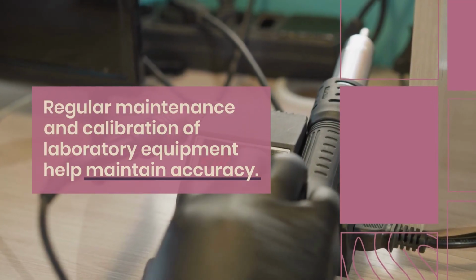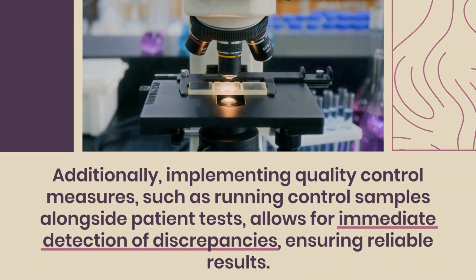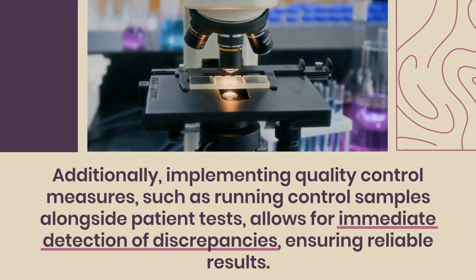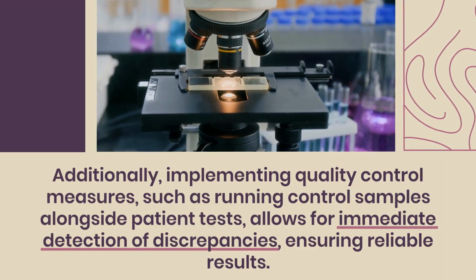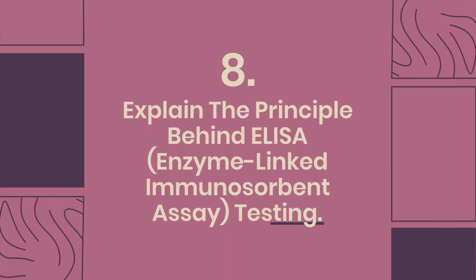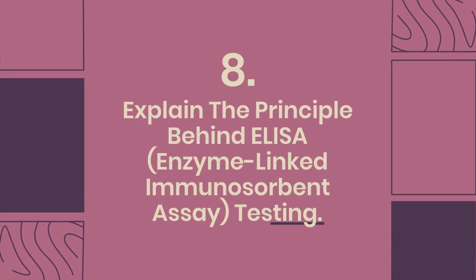Regular maintenance and calibration of laboratory equipment help maintain accuracy. Additionally, implementing quality control measures, such as running control samples alongside patient tests, allows for immediate detection of discrepancies, ensuring reliable results. 8. Explain the principle behind ELISA, enzyme-linked immunosorbent assay, testing.